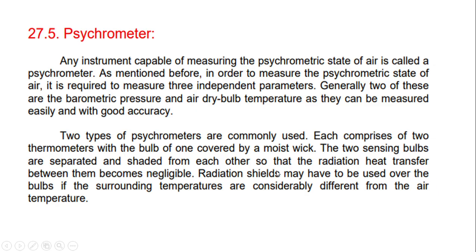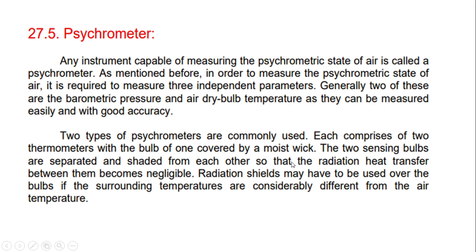So you may have heard of the psychrometer. What is a psychrometer? It is nothing but an instrument capable of measuring the psychrometric state of air. The instrument which is used to measure the psychrometric state of air, we call a psychrometer. Two types of psychrometers are commonly used.